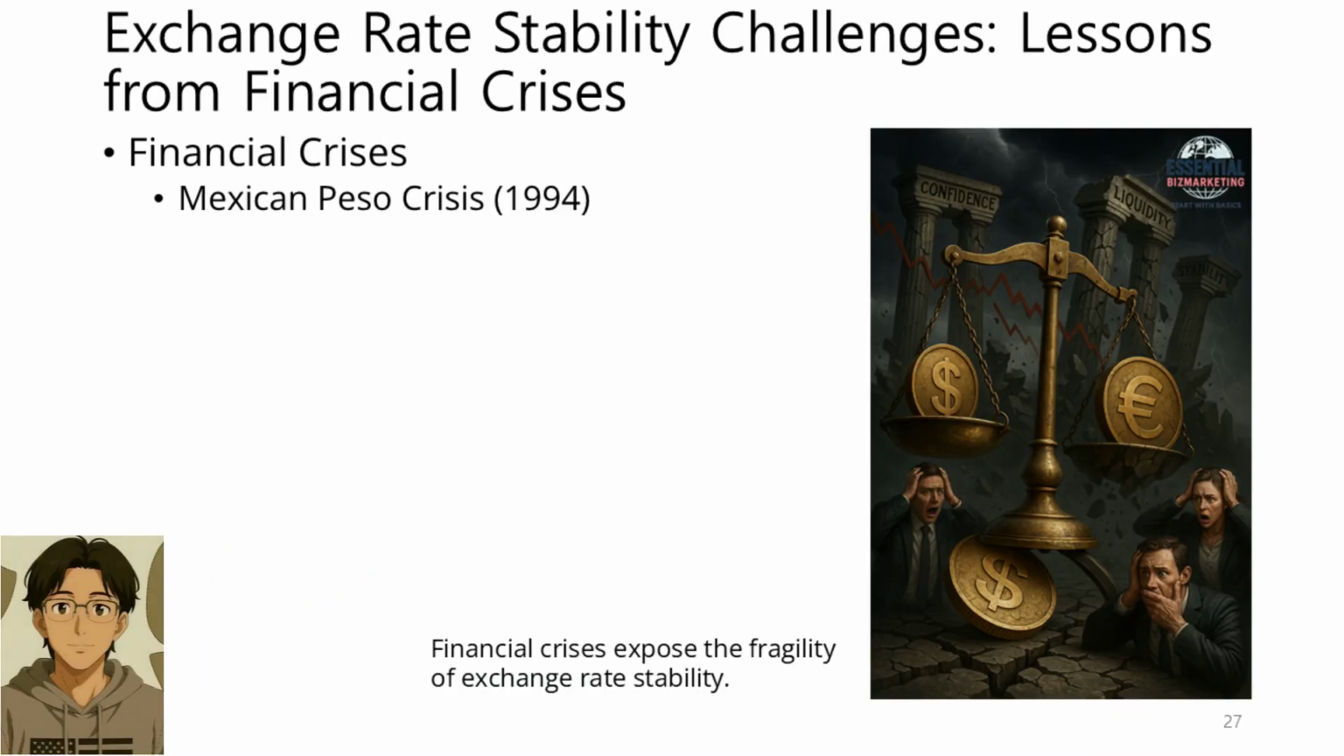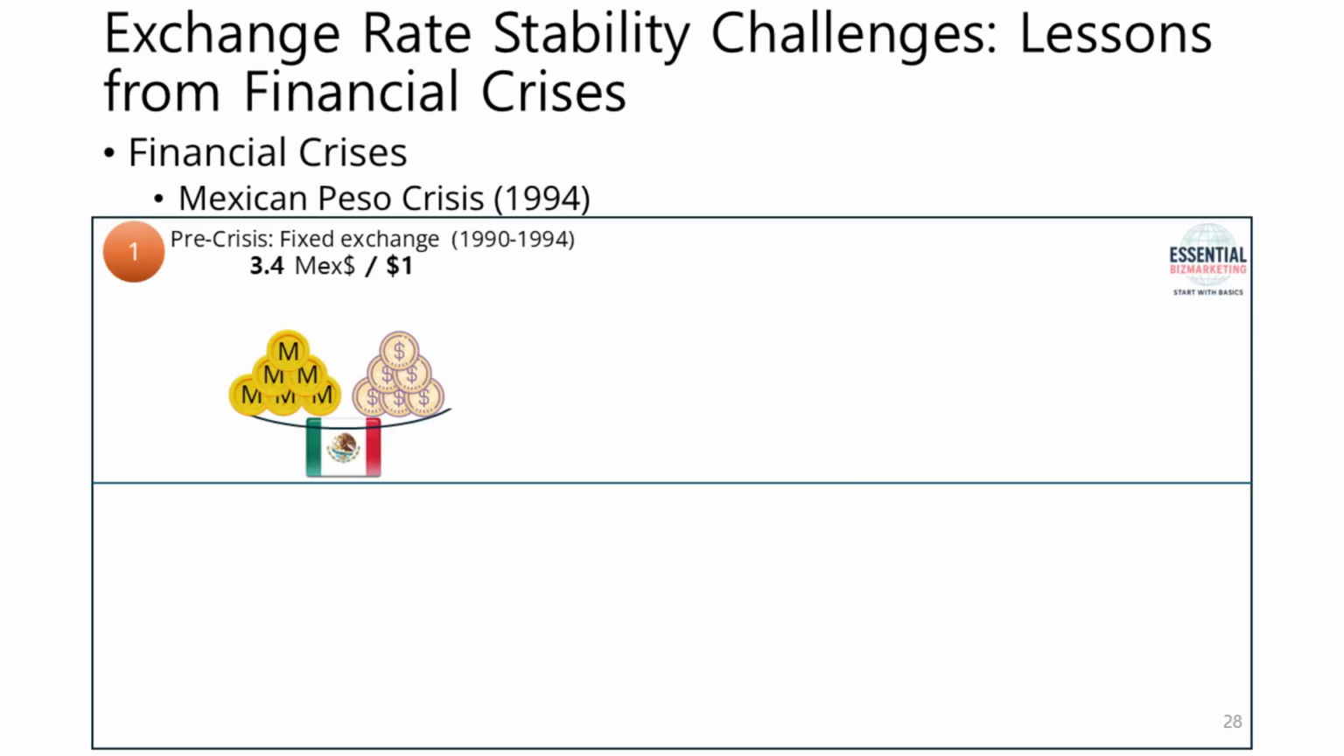Let's now examine how financial crises threaten currency stability. Events like the 1994 Mexican Peso crisis show how quickly fixed systems can unravel. They reveal the fragility of exchange rates under pressure from global capital flows. Let's begin with the setup before the crisis hit.